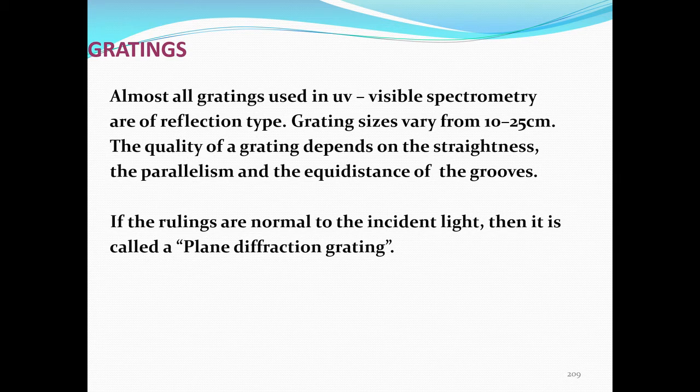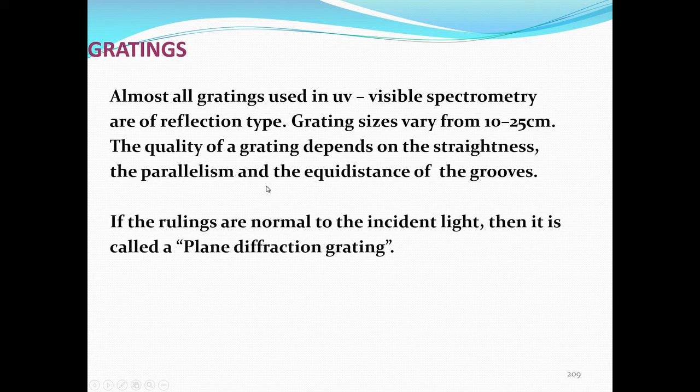So, next thing is gratings. Gratings are better than prisms to choose the correct wavelengths. Almost all gratings used in UV visible spectrophotometry are of reflection type. That means, the gratings are coated from the bottom, so that the radiation that is falling simply gets reflected, and the grating sizes vary from 10 to 25 centimeter. The quality of a grating depends on the straightness, parallelism and equidistance.